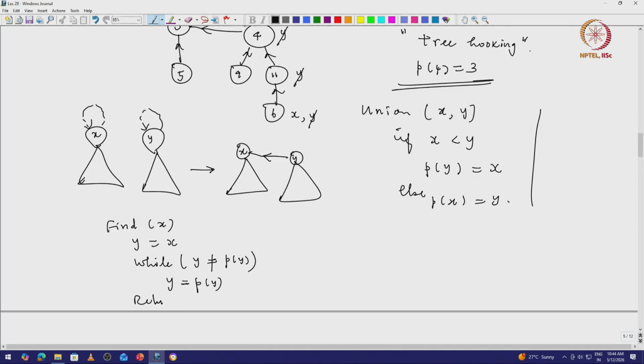The while loop condition is violated. You are going to execute the while loop as long as y is not equal to parent of y. When y equals parent of y, you have reached the root, you exit the while loop, and what do you do? Return y. That is it. This is the find routine. This is called ancestor chasing.